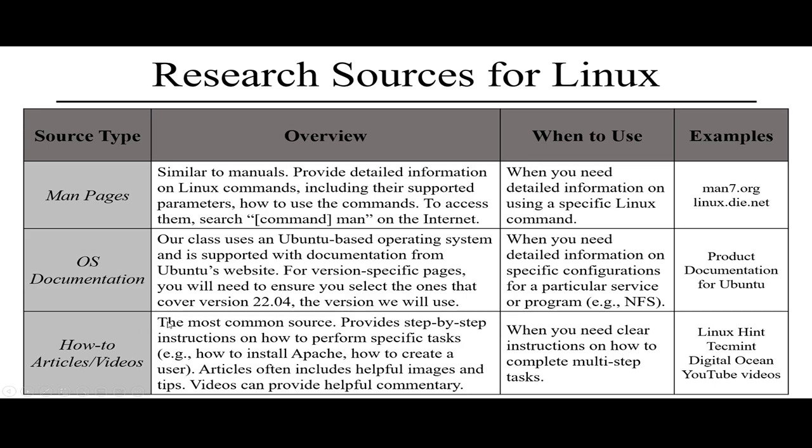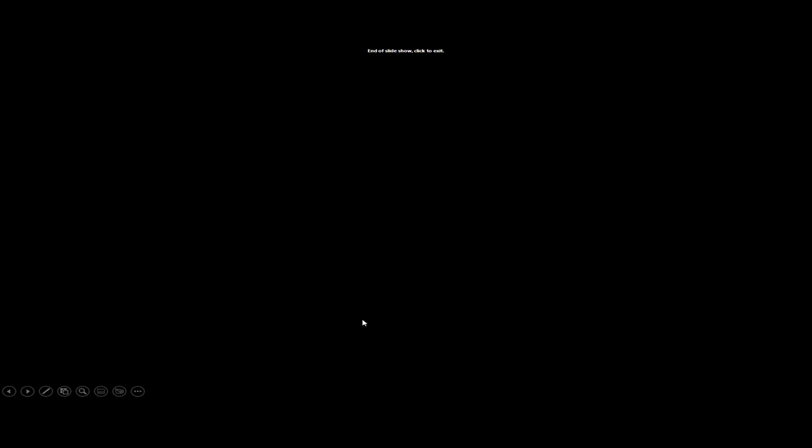Probably the most common source you're going to run into is the how-to video or article. These are really useful because they tell you step by step how to perform specific tasks. Like if you want to install Apache, you look up on the internet how to install Apache on Ubuntu 22.04, and then you probably have a Linux Hint or TechMint or DigitalOcean article that'll explain how to do it. These are by far the most helpful sources you can use in this class. You're going to be wanting to look for these a lot. Very helpful when you want to complete multi-step tasks.